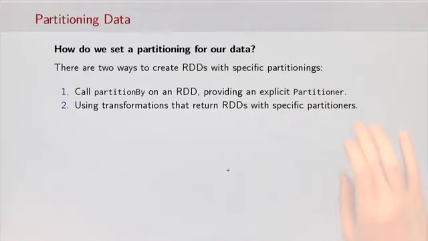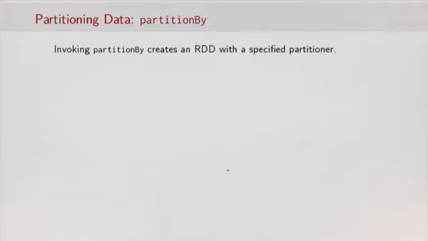Or second, you could just keep track of the transformations that you use on your RDDs because certain transformations use certain kinds of partitioners. So if you know the partitioner associated with the transformation you're using, you can also customize the partitioning of your data that way. But let's first look at the partitionBy method. If you try to customize your data partitioning by using the partitionBy method, the result is that partitionBy creates a new RDD with a specified partitioner.